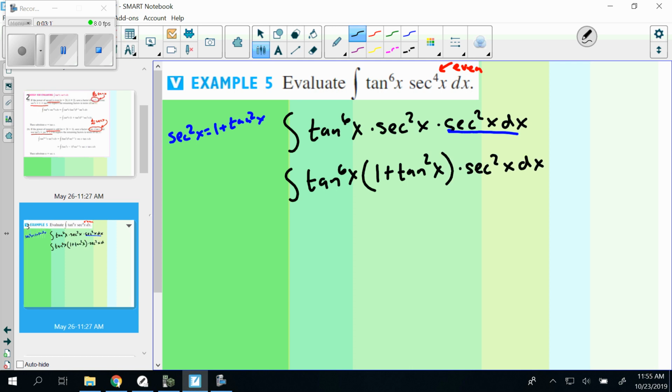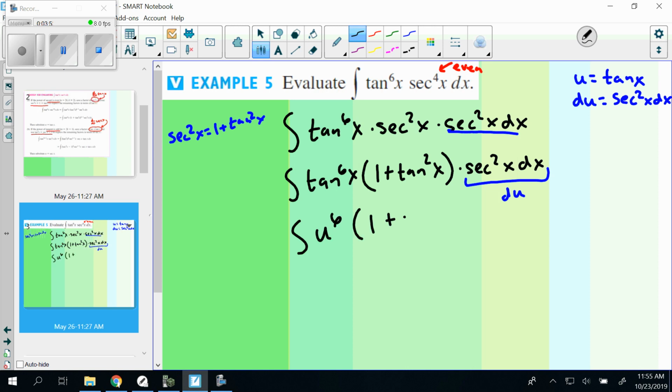And we're holding on to that last secant squared because now we're going to do a substitution. We're going to substitute for all those tangents, and we know the derivative of tangent turns out to be secant squared. So that's where that secant squared is going to go away. This right here becomes our du. All these other tangents are going to get replaced by u. So this will end up being u to the 6th power, and then we've got 1 plus u squared here, all times du. That should now be a lot easier integral to do.